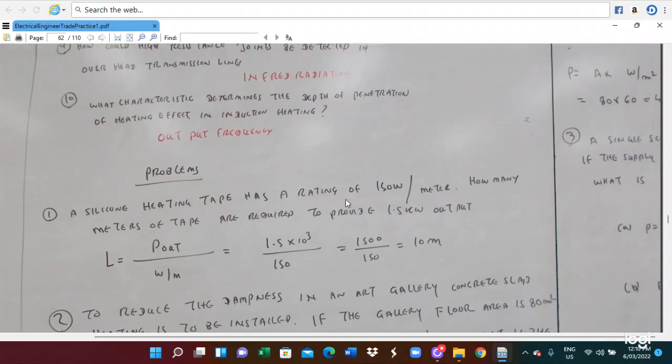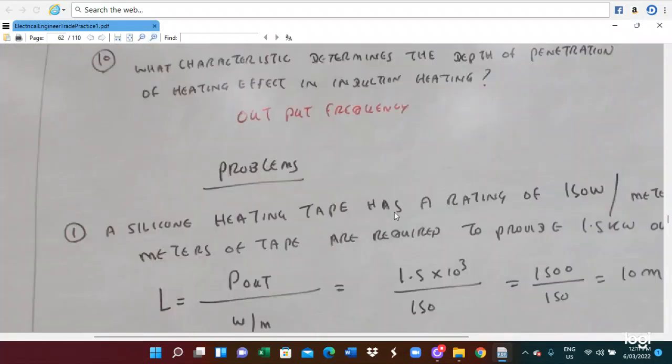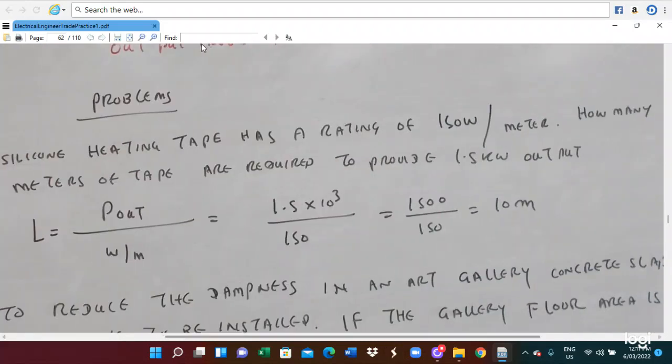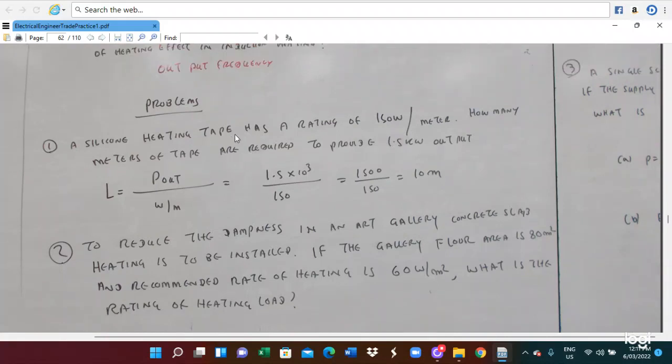Okay, so this is for the electrical trade two students. So we are talking about page 62. So we explain about this program. A silicon heating substrate has a rating of 100 watt per meter. How many meters are required to provide a 1.5 kilowatt output?